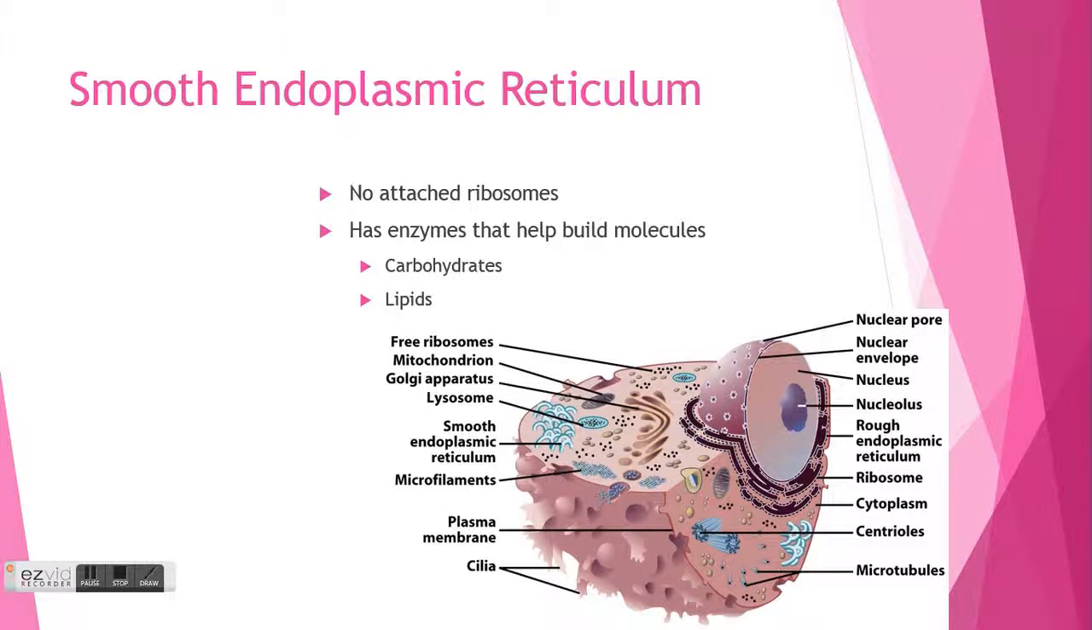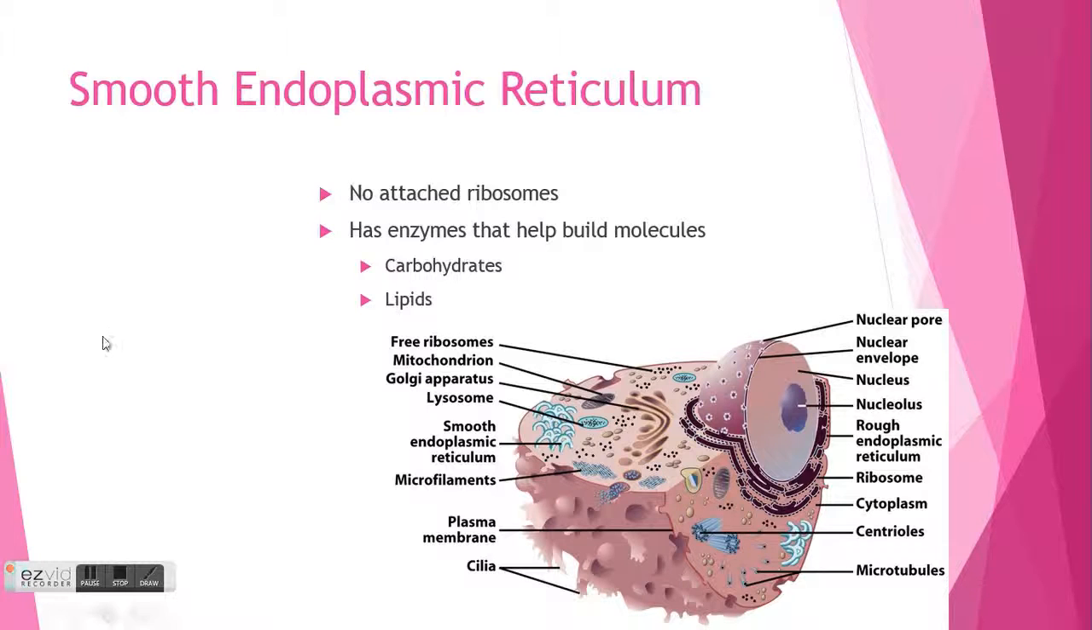Alright, the smooth endoplasmic reticulum has no ribosomes attached, and they kind of are the building center. They build some of the molecules that you find in the cell, things like carbohydrates and lipids.